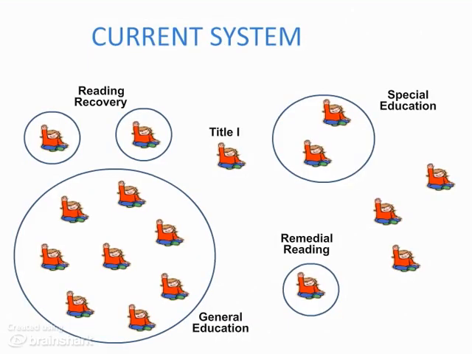This particular slide gives you a visual of the current system, or a system that is not using an RTI framework. You can see that there's a fragmented approach, with a lot of different groups of people providing different services to students. It's not coherent, it's not organized, and there's no communication between the different components, between general ed and reading recovery, or Title I, remedial reading, or special education. Everyone is pulling students out and bringing them into small circles, but there's no way of knowing whether all these groups are also talking to one another.